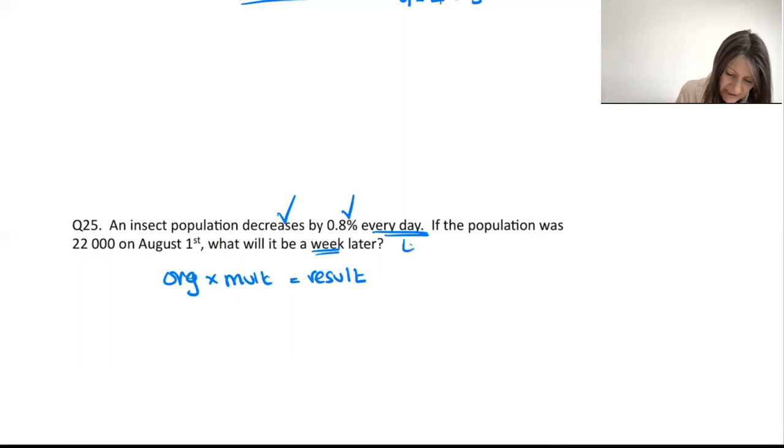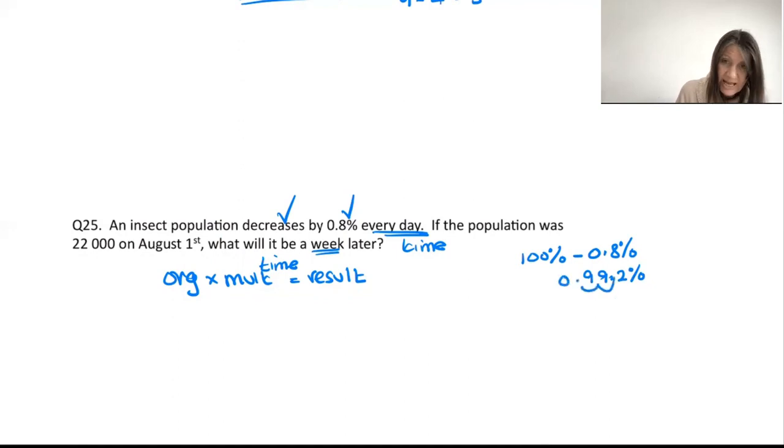This has a period of time in the question. So we've got time on our original times multiplier. Okay, so the multiplier is the first job. We've got 100%, and we're going to take away 0.8%. So when we take that away, we end up with 99.2%, which will obviously move 2 places. We're going to end up with the decimal 0.992. Our original population is 22,000.